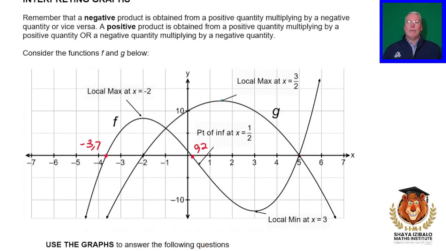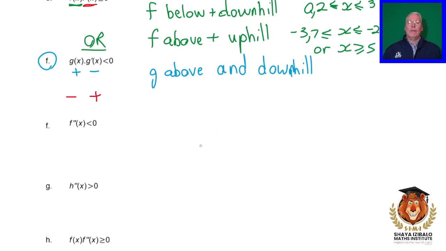Well, it's basically from 3/2 to 5. Above the axis and going downhill. 3/2 to 5.